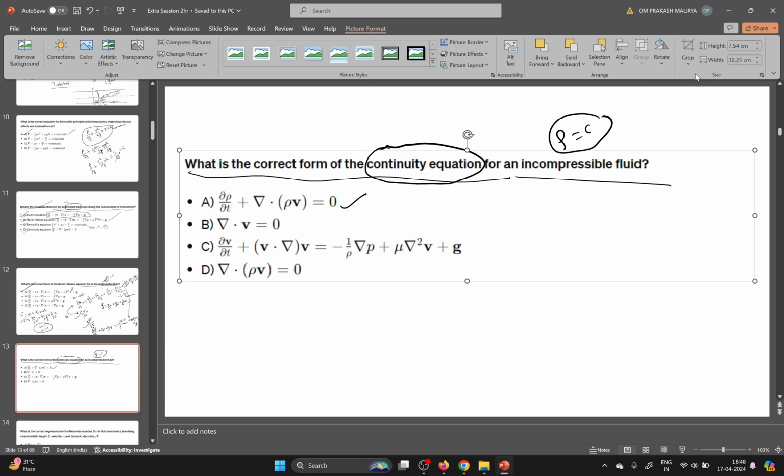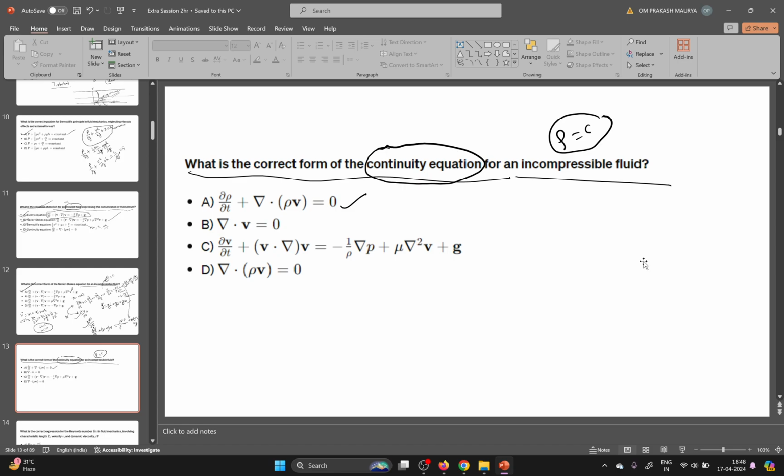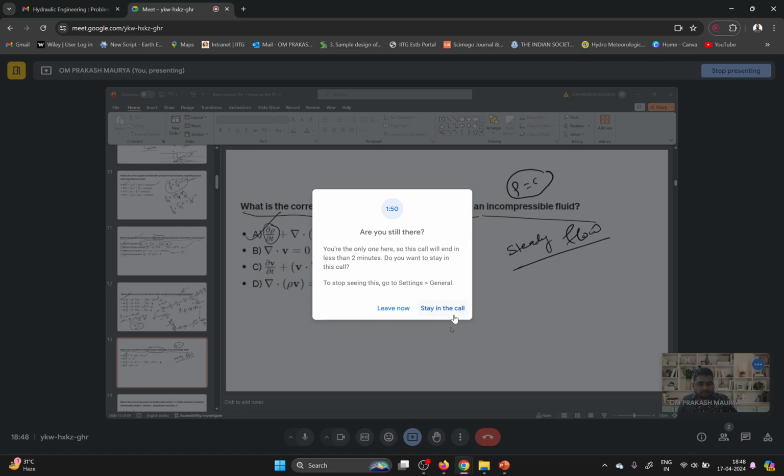For this question, option A will be correct, because if your flow were steady flow, then this term would not be there. But here it is not steady flow, so option A will be correct for this question.